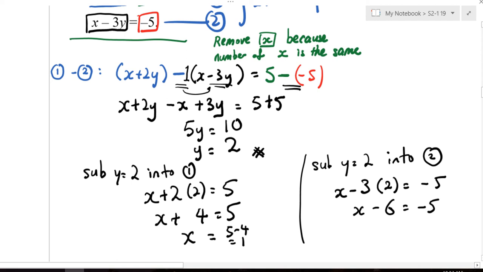Jaren, I want to remove the negative 6. Both sides must do what? Plus what? Plus how many? 6. Good. Both sides plus 6. That's correct. So both sides plus 6, I will have negative 5 plus 6. And then I will have 1.